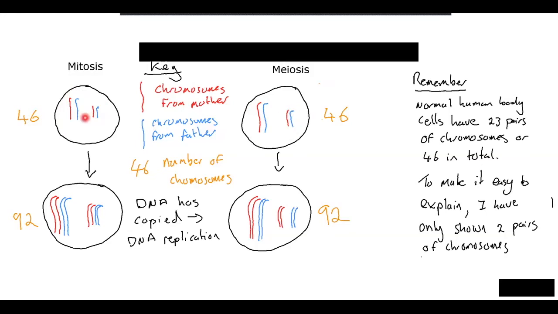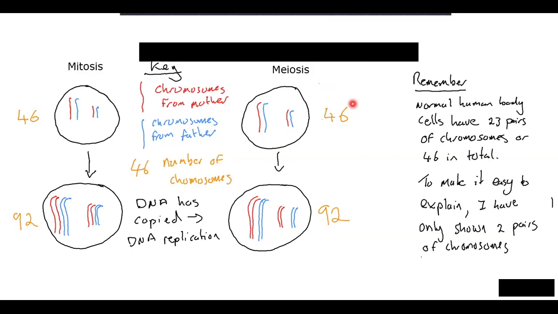Again, these cells are our normal body cells, what they would look like before any kind of cell division. What I've also got here is the number of chromosomes that we would have in our human body. So just bear that in mind as we go through this process.